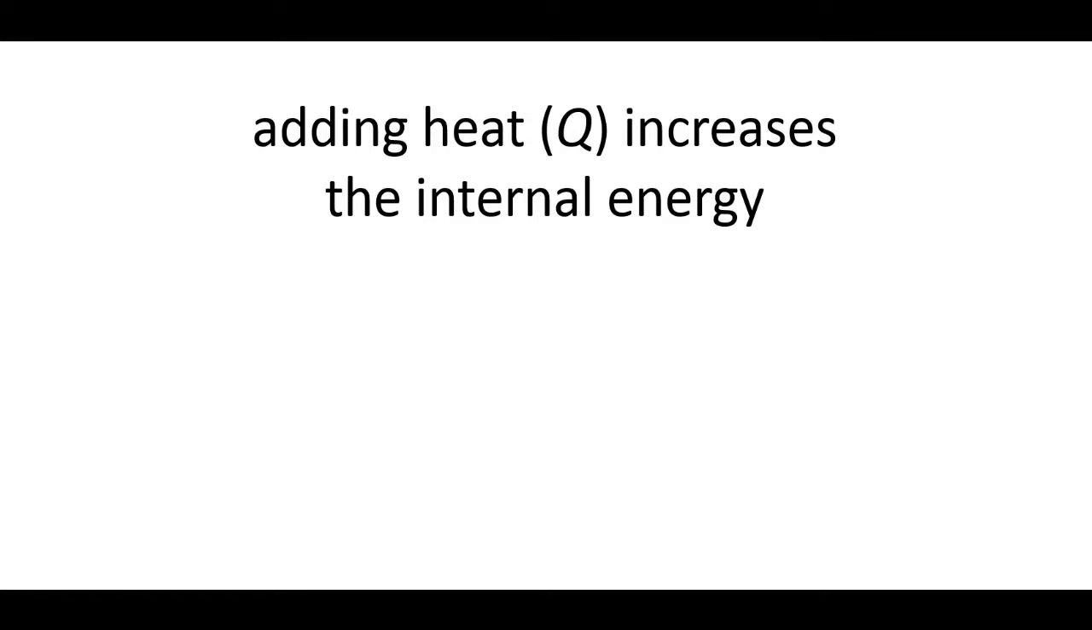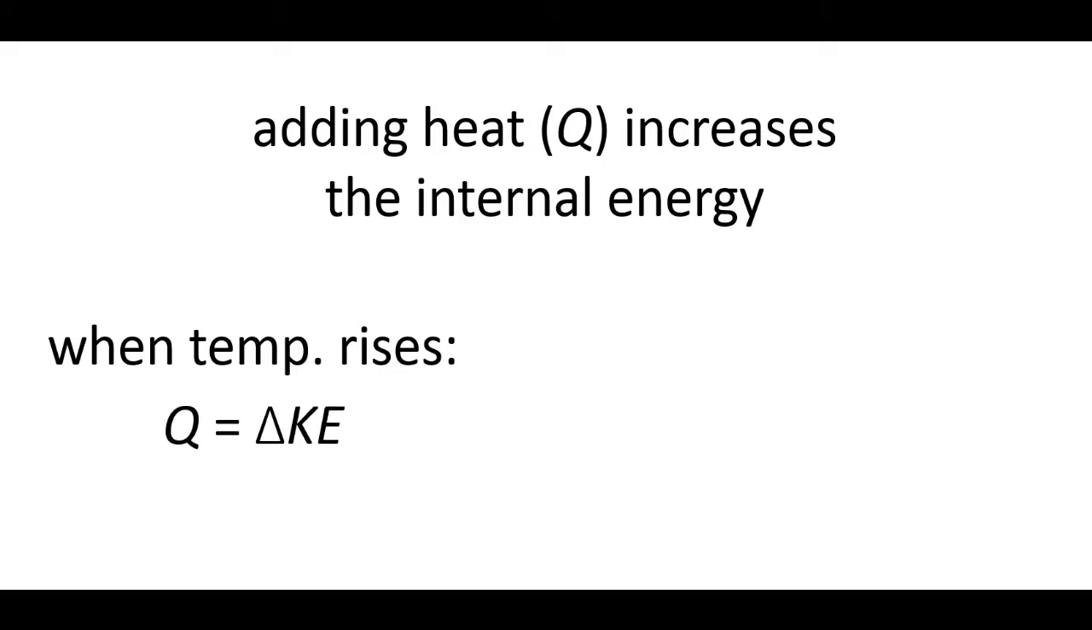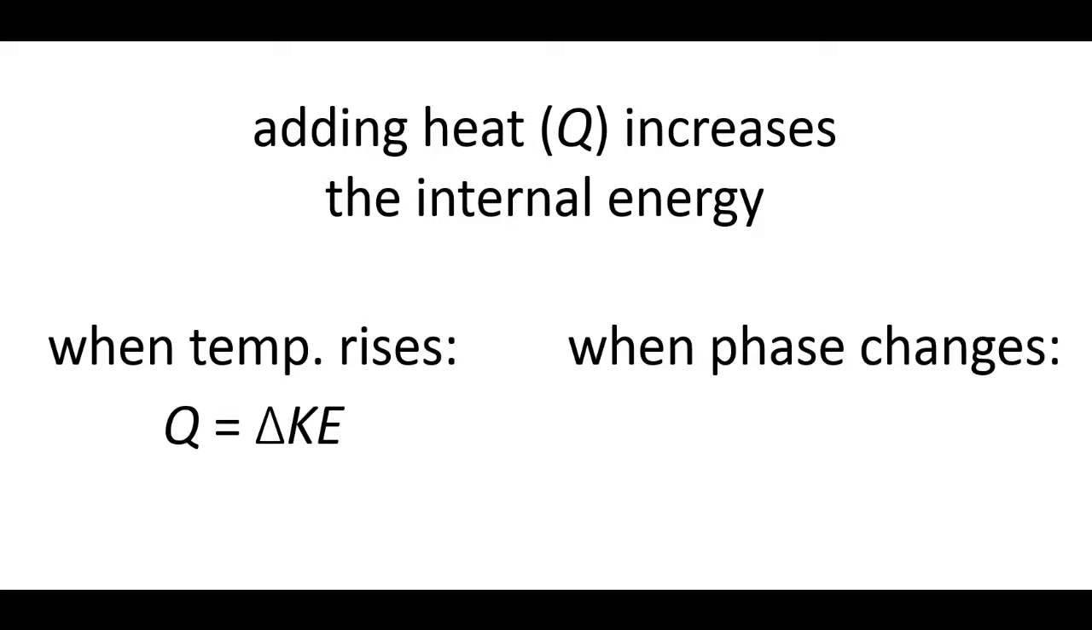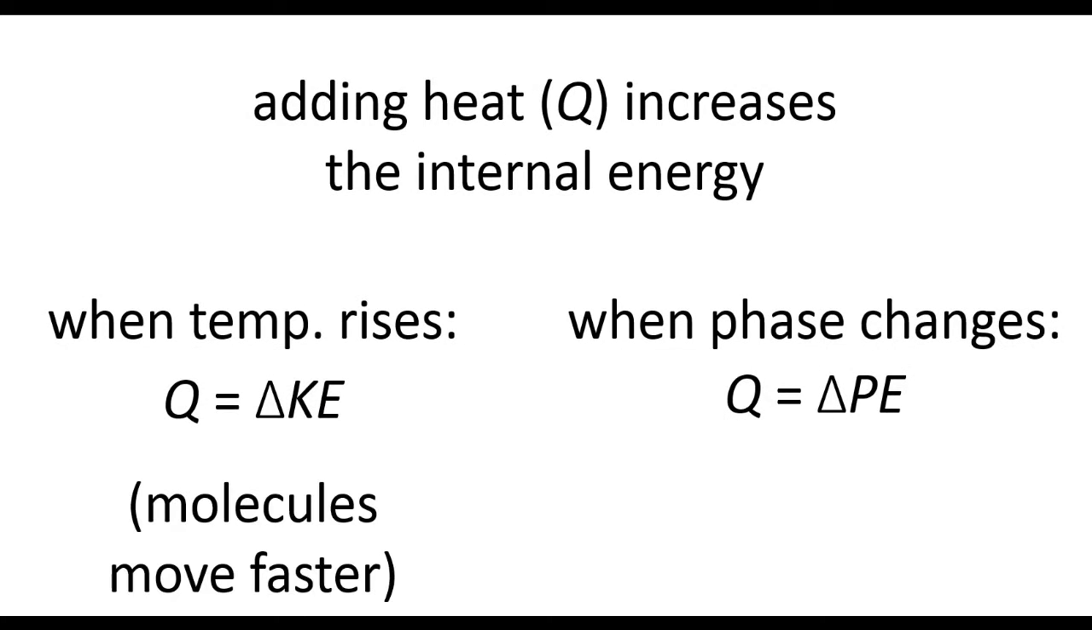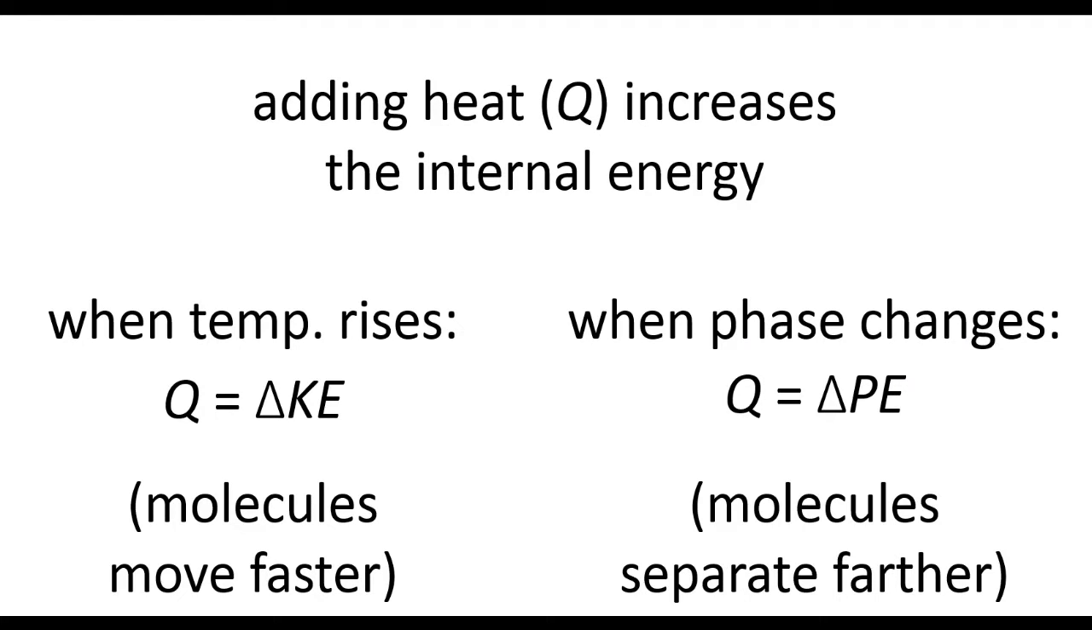So what have we learned? Adding heat, and we call heat capital Q for the number of joules of energy we add, increases the internal energy. When the temperature rises, the heat is increasing the kinetic energy specifically. And when the phase changes, like melting or boiling, the heat increases the potential energy. We know the kinetic energy rises with temperature because molecules moved faster in the simulation. We know the potential energy rises when the phase changed because those molecules moved farther apart.